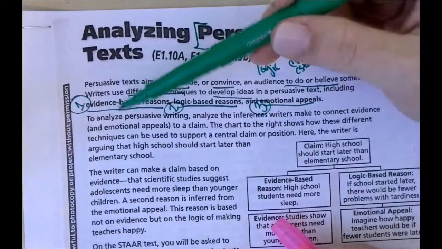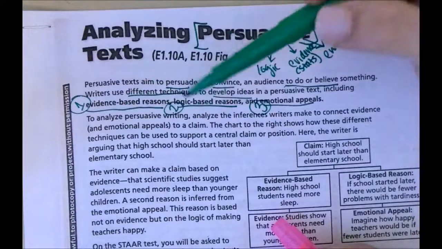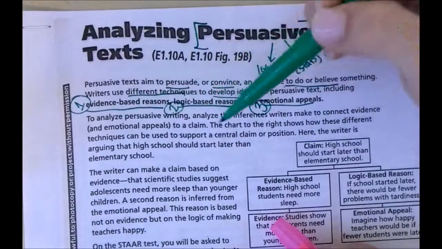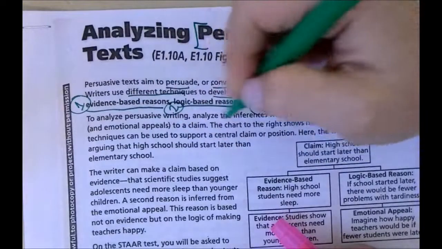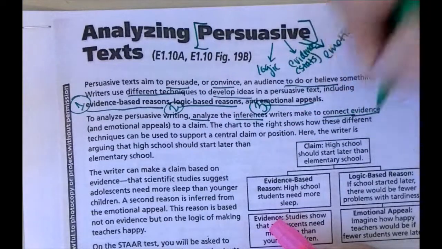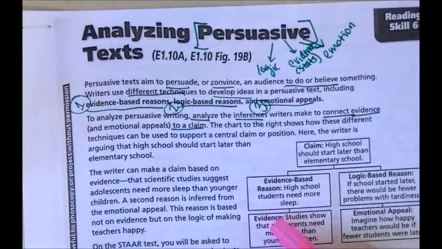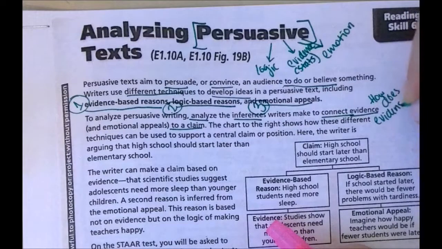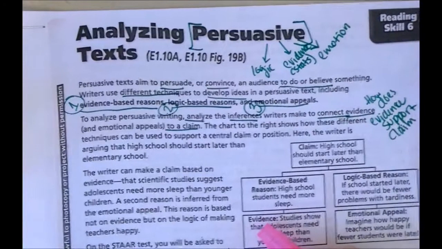Okay, to analyze persuasive writing, analyze the inferences writers make to connect evidence and emotional appeals to a claim. So I'm analyzing the inferences to connect evidence to a claim. So how does evidence support a claim? Okay? All right.